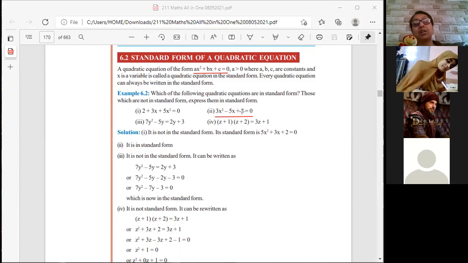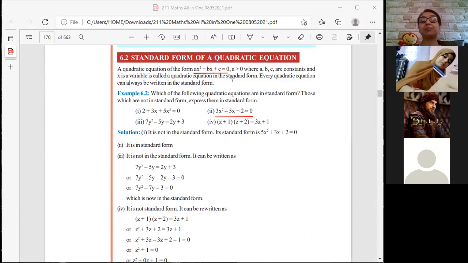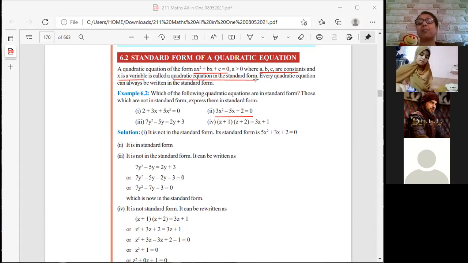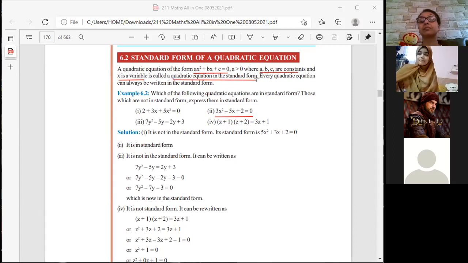So we can call this a quadratic equation in the standard form. See, it is in the standard form if a, b, and c are constants. When I say constants, that means they have to be numbers. x is a variable. That means any variable will do. Then we call it a quadratic equation in its standard form. Is it clear, beta? Yes, ma'am.